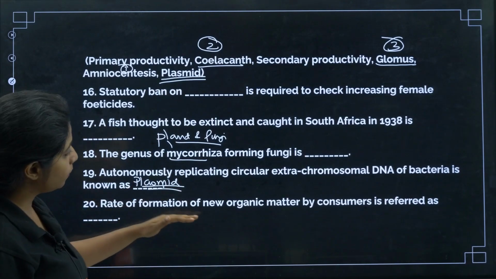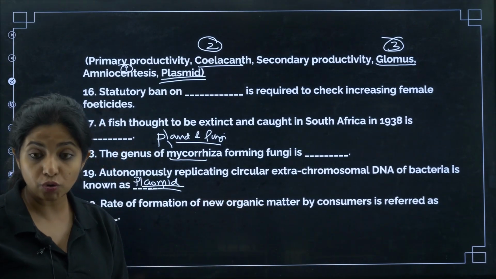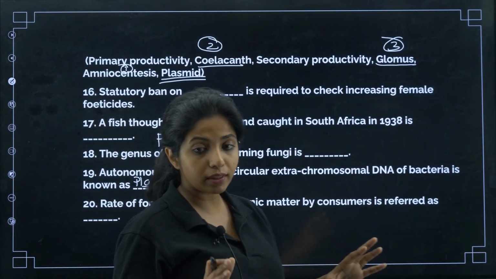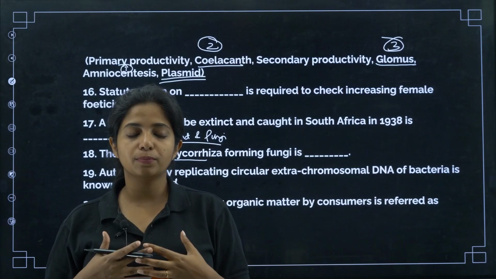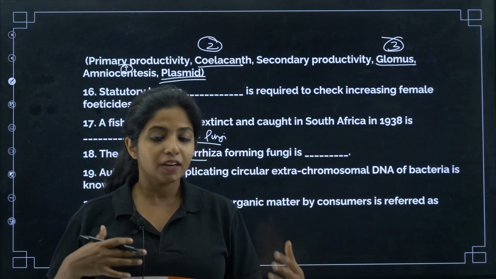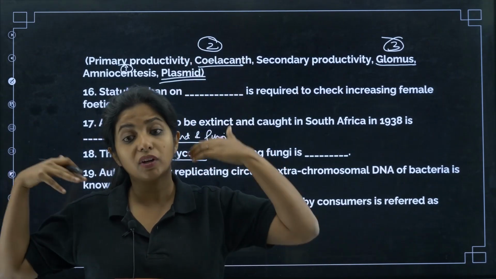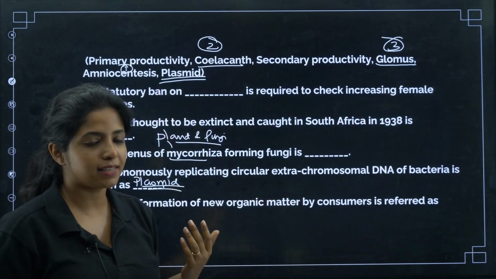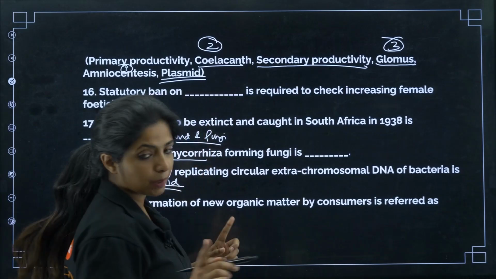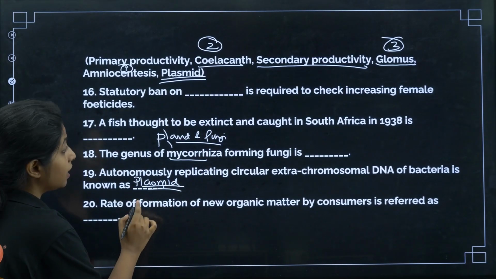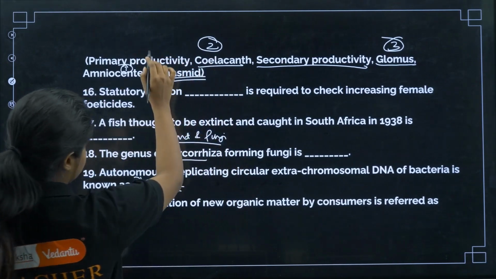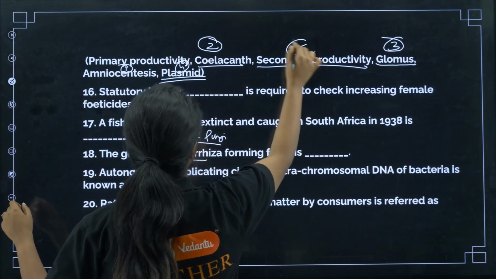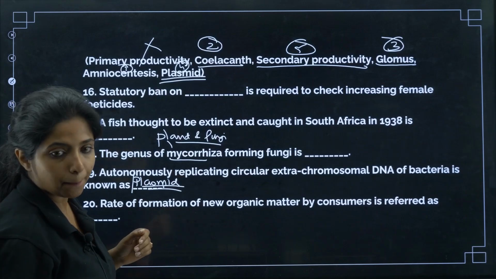Next thing, rate of formation of new organic matter by consumers is referred to as. So rate of formation of new organic matter, not the one they got from the producers. Suppose I am a rabbit and I am eating the plant. Whatever food I provide for the other organisms that would come and eat me, this production of new organic matter by me is known as secondary productivity, not primary. Primary is done by plants. This is known as secondary productivity. So this was the fourth one and this is the fifth one. There is no primary productivity. Don't go for that trap.